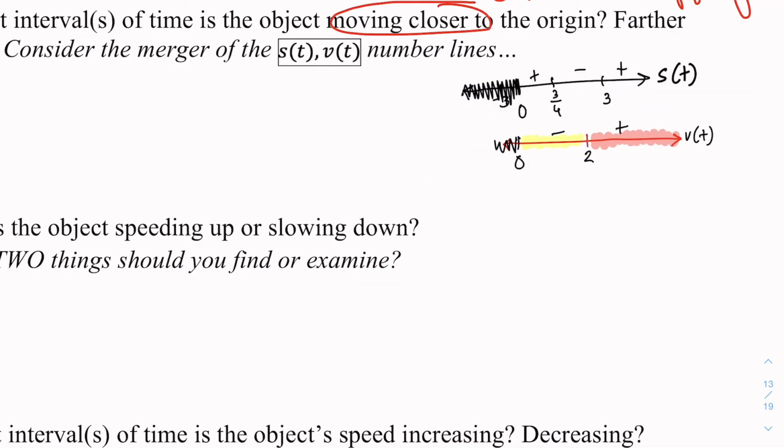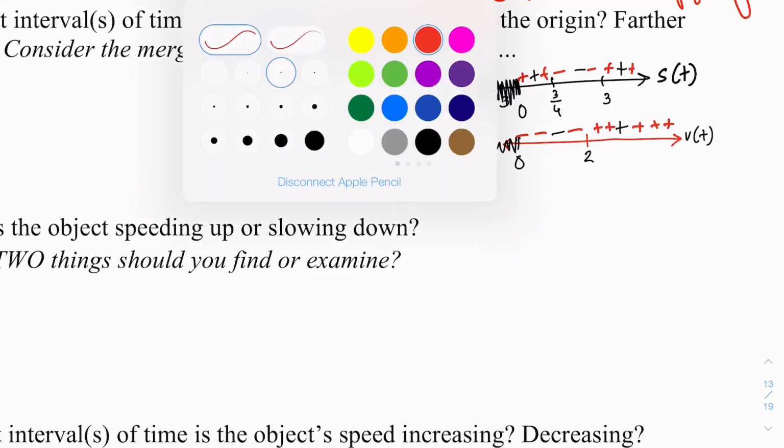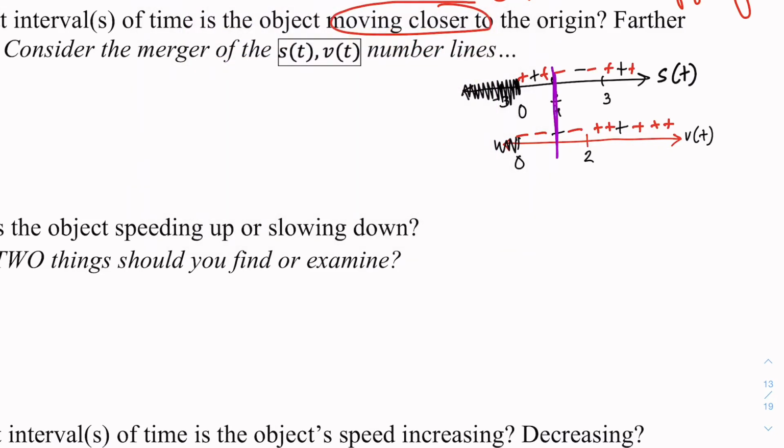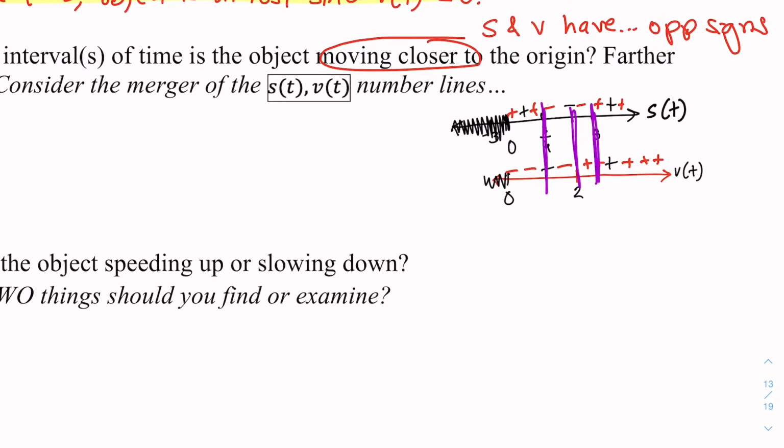Okay, so when you draw your number lines side by side, make sure that these numbers are lining up. So 2 is between 3/4 and 3, so that looks good. I don't have to make any changes. And let's drop our perpendiculars. So that's 3/4, that's 2, that's 3. We want to know where they have opposite signs. So that's true in which areas?